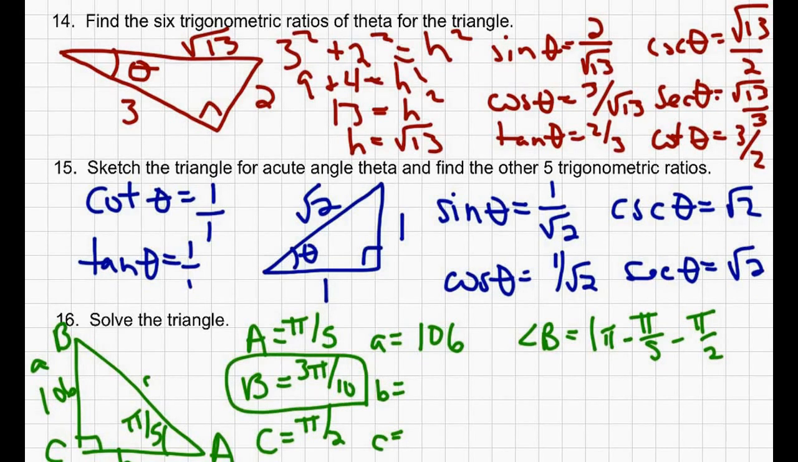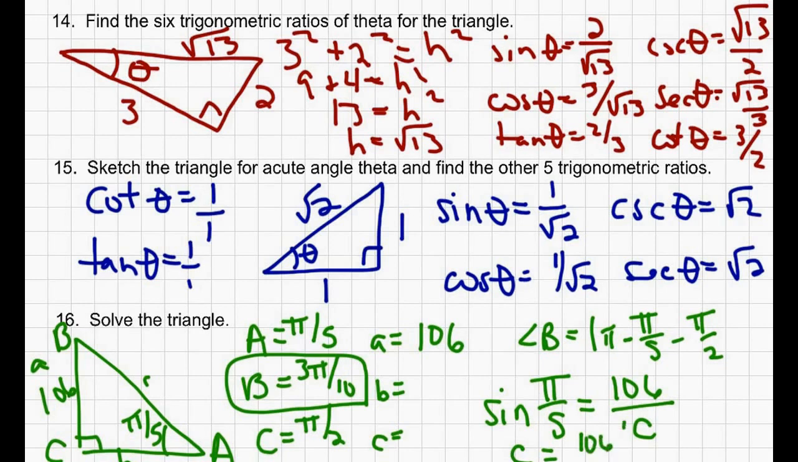Then I have to decide if I want to find side B or side C, and I'm going to use a trig function to do that. I'll pick side C. So if I know side A and I want to find side C, the trig function that I'm going to use is sine. So the sine of pi over 5 is equal to the side opposite divided by the hypotenuse. So C is going to be 106 divided by the sine of pi over 5.